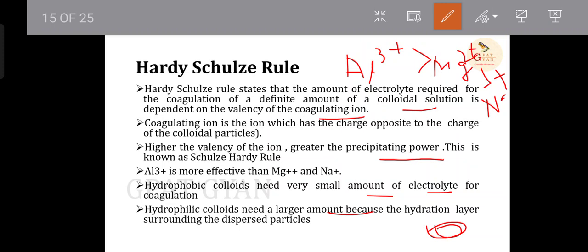It completely depends upon the valency of the ion. In a particular colloidal dispersion medium, if you add aluminium, it will be precipitated more compared to if you add magnesium, and if you add magnesium, it will be precipitated more compared to sodium. So according to the valency, the precipitating power can vary. The greater the valency of the ion, the electrolyte, the greater will be the precipitating power. This is all about the Hardy-Schulze rule.